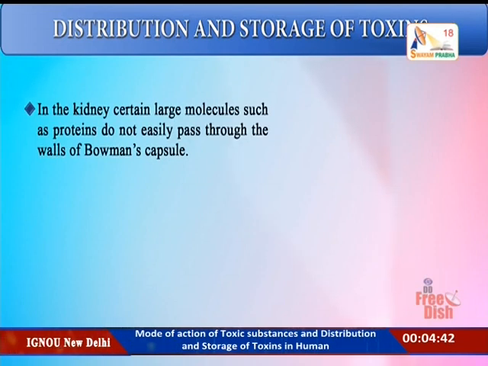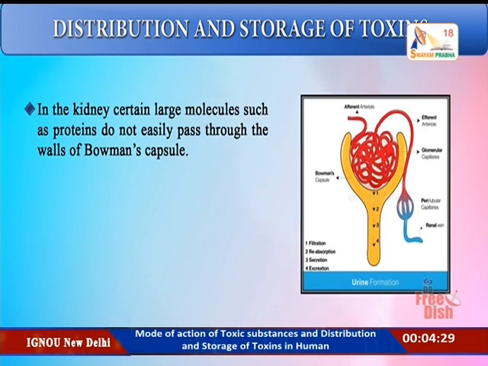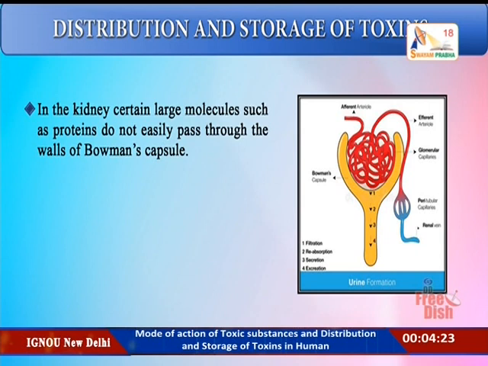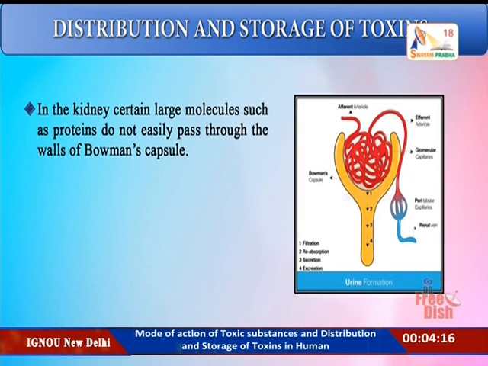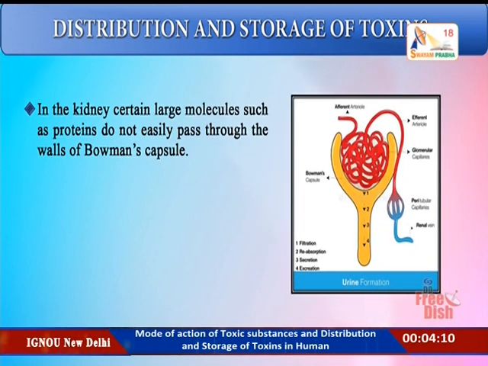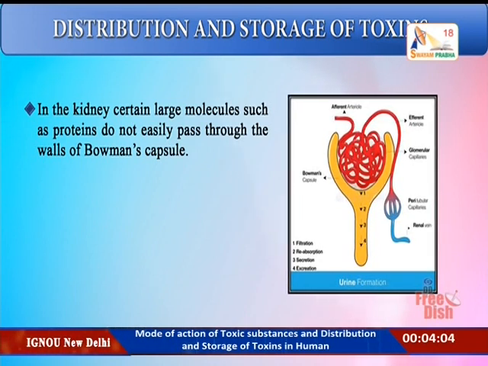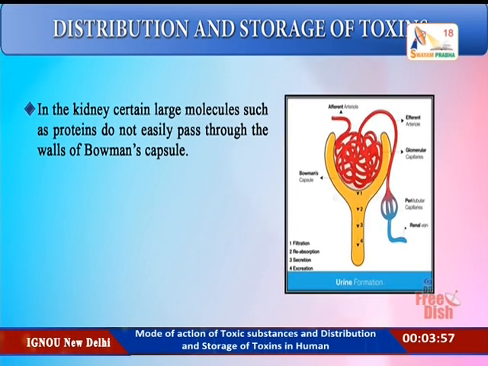Now the kidney. Certain large molecules such as proteins do not easily pass through the walls of the Bowman capsule. In this diagram, you can see the Bowman capsule, the glomerulus, the arteries and the veins where the blood is supplied and where the venous blood is being collected, that is the renal vein also. And then you can see what functions the kidney is doing: filtration, reabsorption of certain essential nutrients, then secretion and also excretion. So there are a lot of functions that the kidney does, and that is why when the kidney function is affected, then the overall system of a person goes kaput, it goes into disorder.